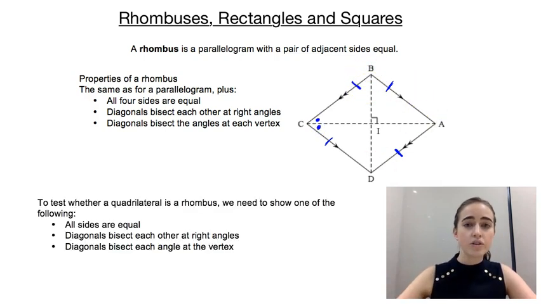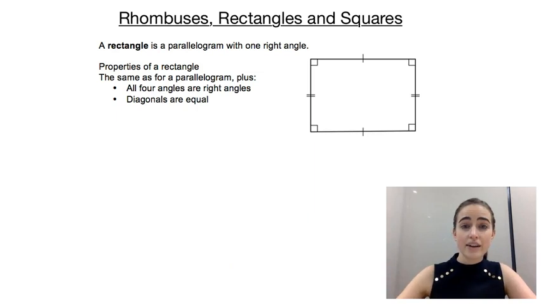So if we're given a quadrilateral and we want to prove that it is a rhombus, there's three ways that we can do that. We can prove that all sides are equal. We can prove that the diagonals bisect each other at right angles, or we can prove that the diagonals bisect each vertex. Next, we have rectangles.